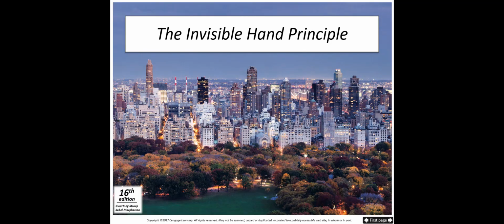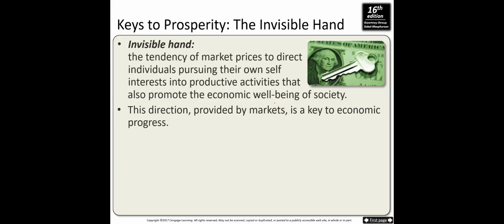And finally, this is the last section of this chapter. We talk about the invisible hand principle. Invisible hand: the tendency of market prices to direct individuals pursuing their own self-interest into productive activities that also promote the economic well-being of society. This direction provided by markets is a key to economic progress.